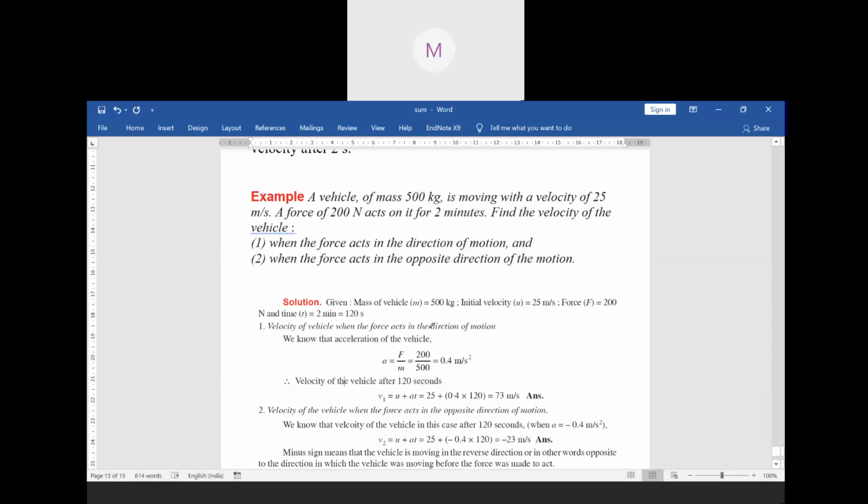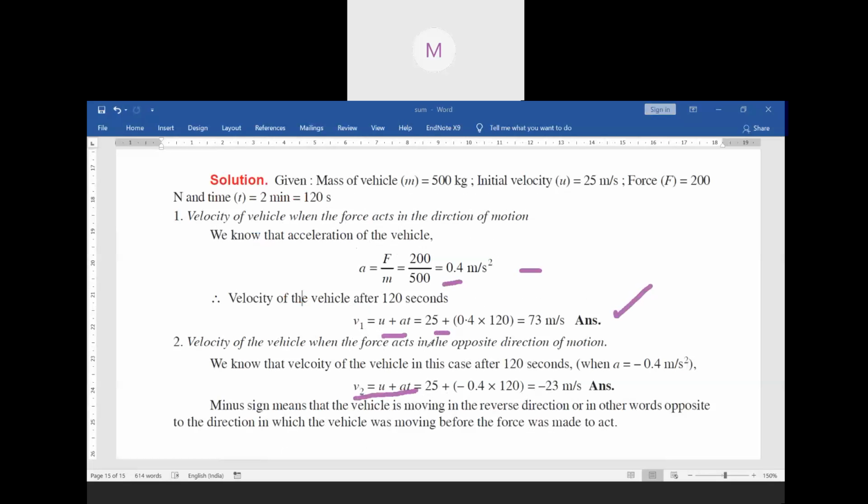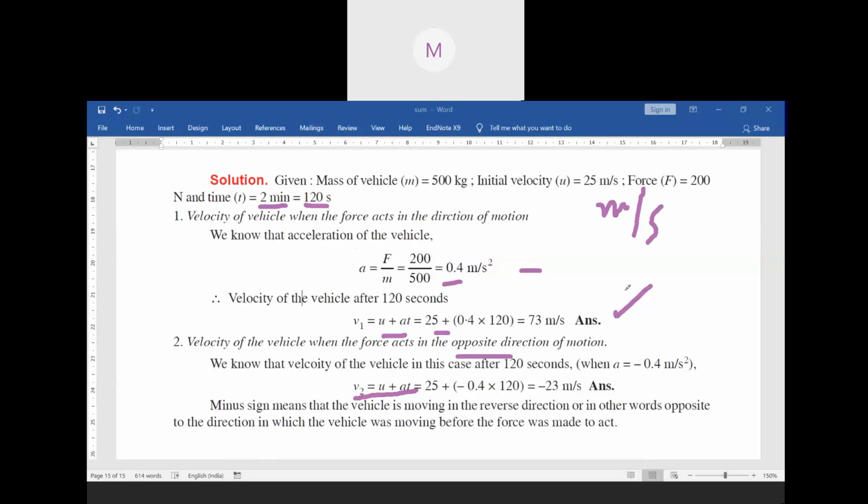Many people have done it wrong. Now in the second one, v2, when the force acts in the opposite direction of motion, the time will be the same. Everything is the same. And remember, the time is given in minutes. You have to convert it to seconds because the velocity unit is meter per second, not meter per minute. That is why most of you have done that wrong. Now you just put a minus here, and you will get this answer. Simple. Minus sign means the vehicle is moving in the opposite direction.